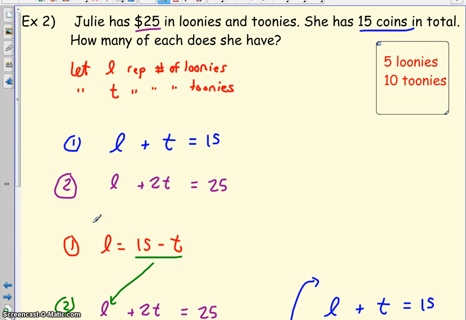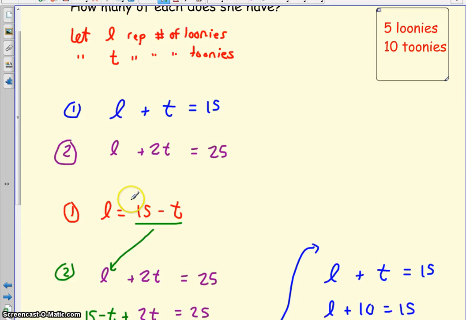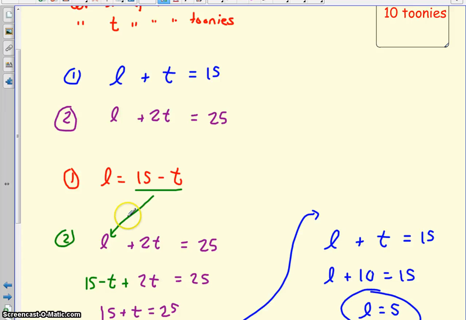Okay, so for your answer, you'll get 5 loonies and 10 toonies. So you can follow through the steps here, see if you made a mistake, you can see where you went wrong. So I just isolated for a variable. I chose to isolate for L in the first equation. T would have been just as easy, or I could have used L in the second equation. It doesn't actually matter. So I isolated for L in the first equation, so I subtracted T from both sides.